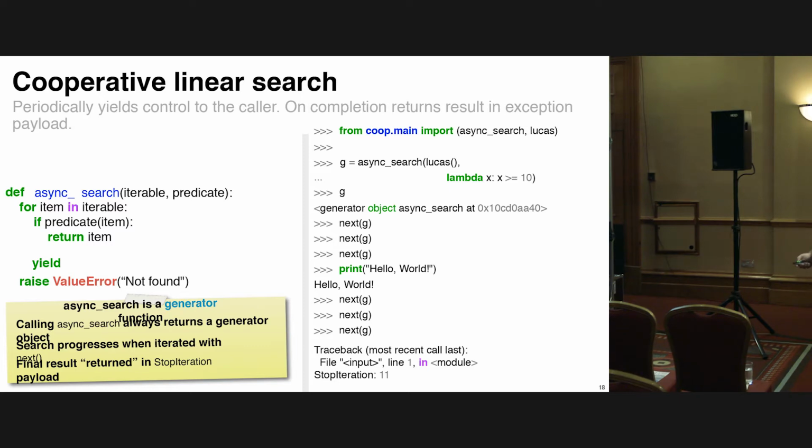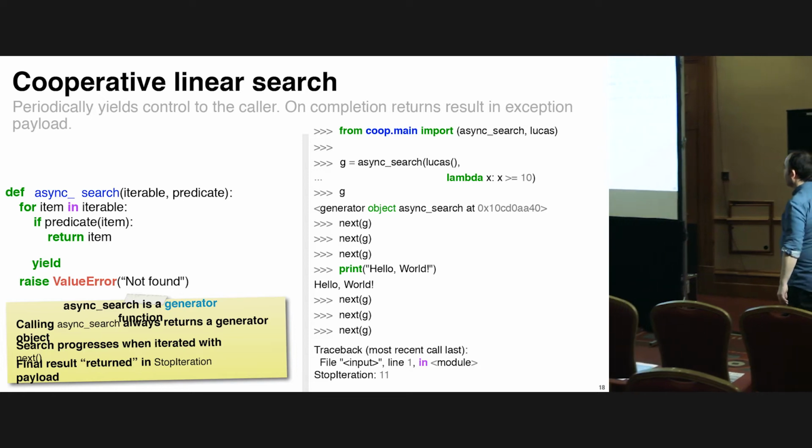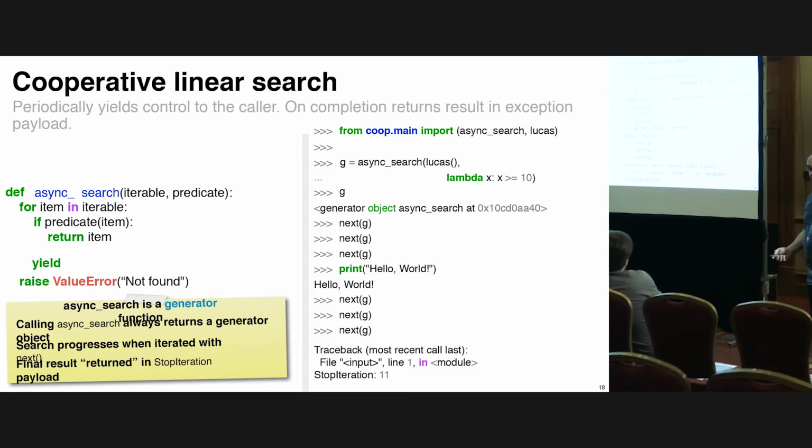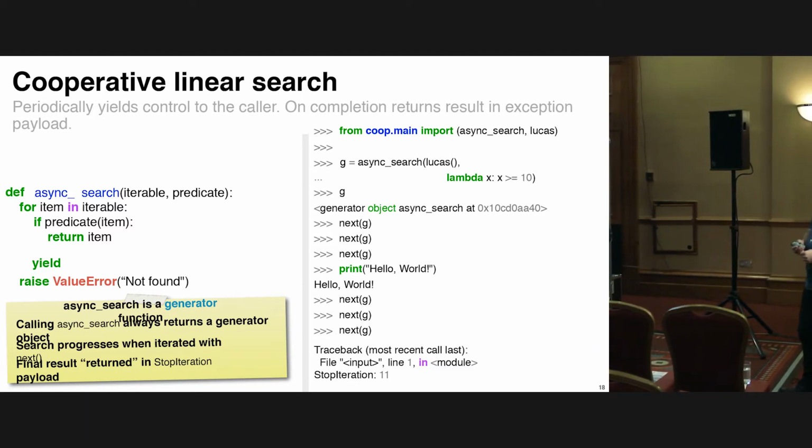So, who remembers what happens when iterators in Python are exhausted? Which exception is raised? StopIteration. Right. Okay, so eventually we get a StopIteration exception. Now, what most people don't know about StopIteration is that it can have a payload. Right.